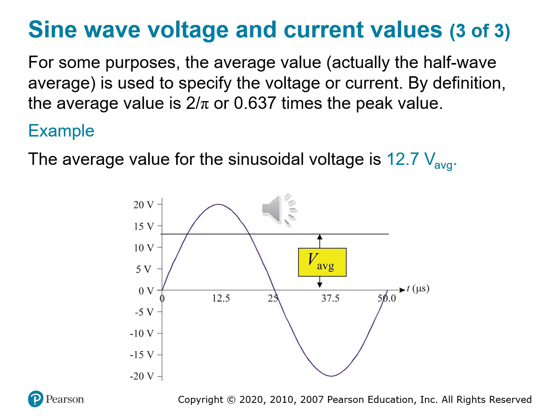So by definition, the average value of a sine wave is V sub average is equal to 0.637 times voltage peak. In the example shown with a peak voltage of 20 volts, plugging the numbers in, the average becomes V sub average is equal to 0.637 times 20 volts, and that ends up being 12.7 volts.